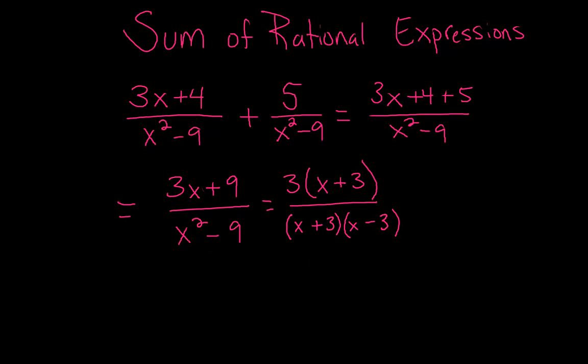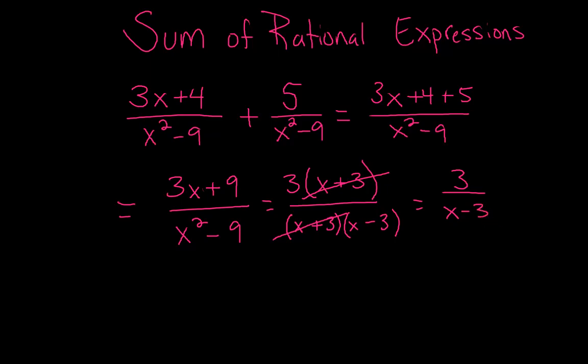So now that we factored, can we simplify any common factors in the numerator and denominator? And yeah, you can see we have x plus 3 and x plus 3. And those over themselves is just 1, so they just simplify and go away. And then we are left with 3 over x minus 3.